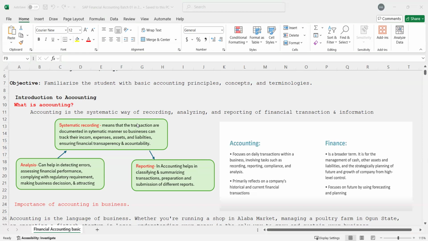Now, when we say finance, as you can see from my screen, it is a broader term, and it is often misused. Some people say finance is things with money. They are not too far from what they mean by that, but finance is a broader term, like I said earlier. It is the management of cash, other assets, and liabilities, and strategic planning for the future and growth of a company from a high-level control.